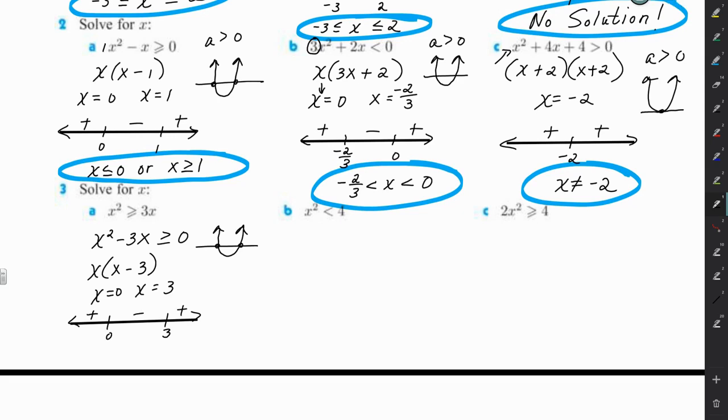In this quadratic inequality, we want to know where we are greater than or equal to 0. So on the sign diagram, where are we positive? Well, we're positive where x is less than or equal to 0, or where x is greater than or equal to 3.